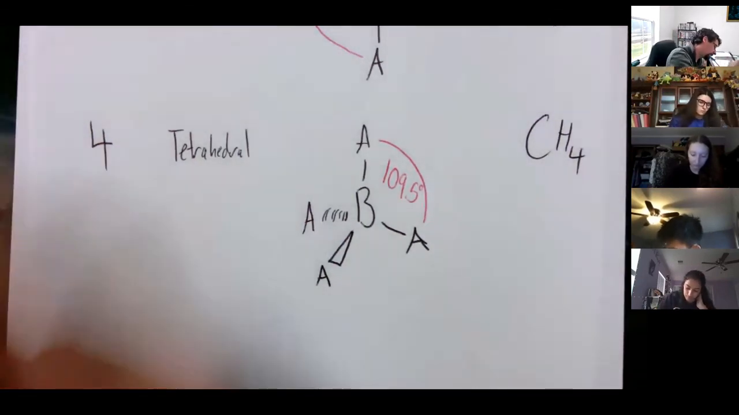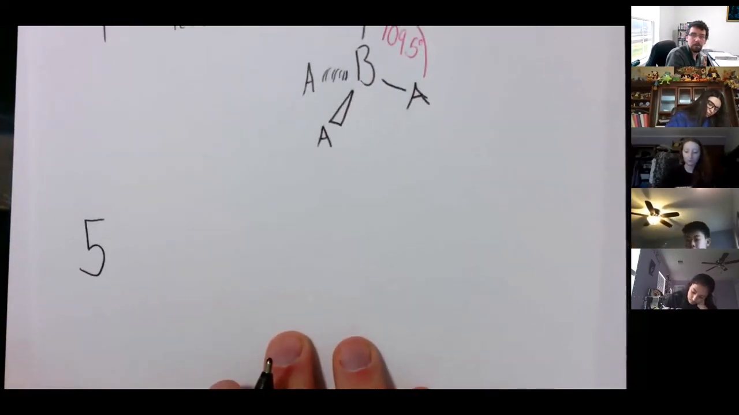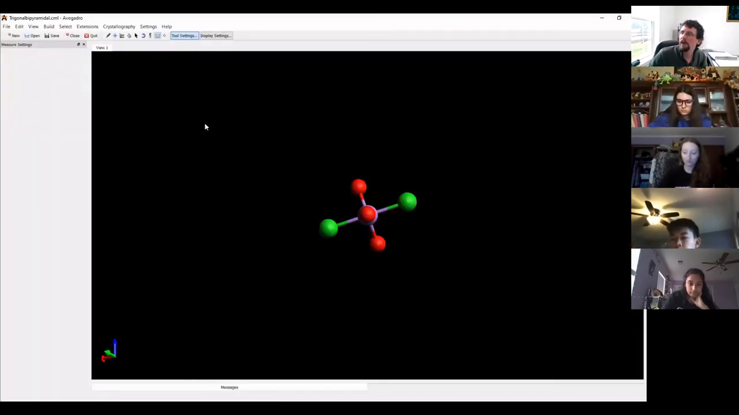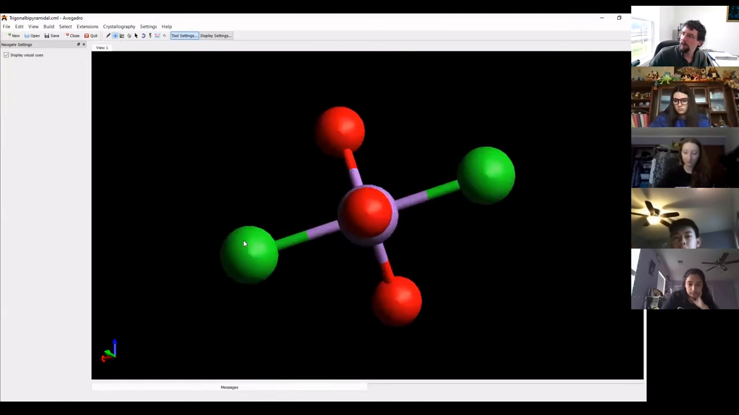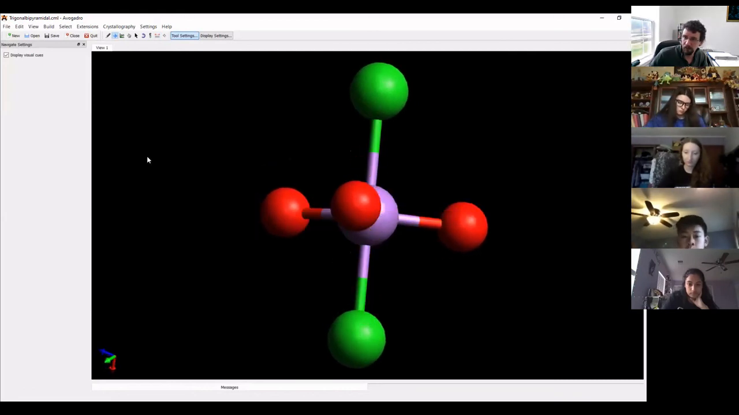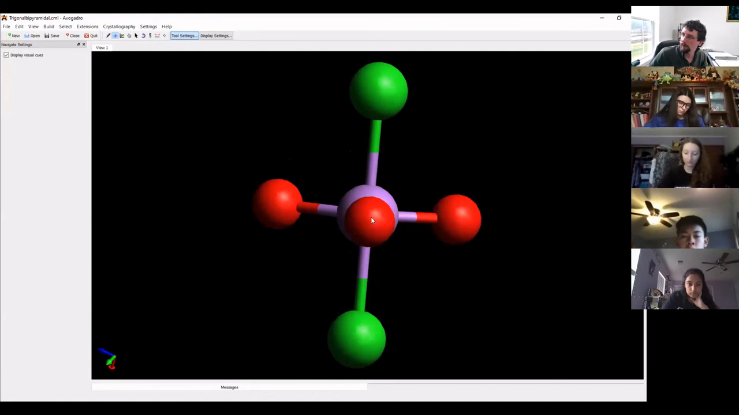Let's go to 5 effective pairs. So we're going to pull up another model. And let me share that model. Okay. In this case, we're going to have a handful of unique bonds. Notice I colored the atoms a little differently. So the green spheres have a different bond angle between them compared to the red spheres. What's the bond angle between the 2 green spheres?